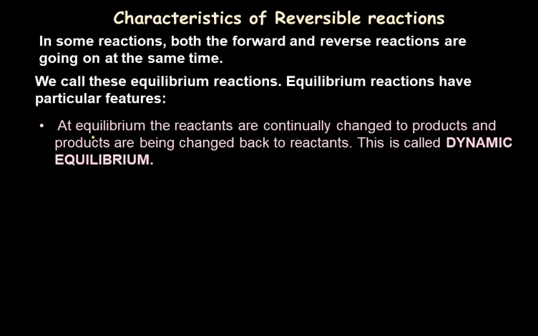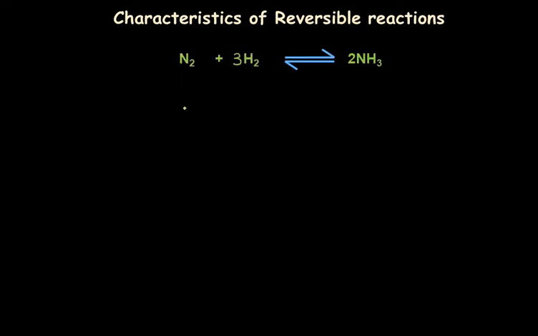At equilibrium, when an equilibrium has been reached where the reactants are changing to products and products are continually changing to reactants, this is called dynamic equilibrium. That is, when both the processes are happening together, reactants changing to products and products changing back to reactants, such is called a dynamic equilibrium. For example, here nitrogen and hydrogen are reacting to form ammonia. Now here a few molecules of nitrogen have reacted with some molecules of hydrogen to form some molecules of ammonia.